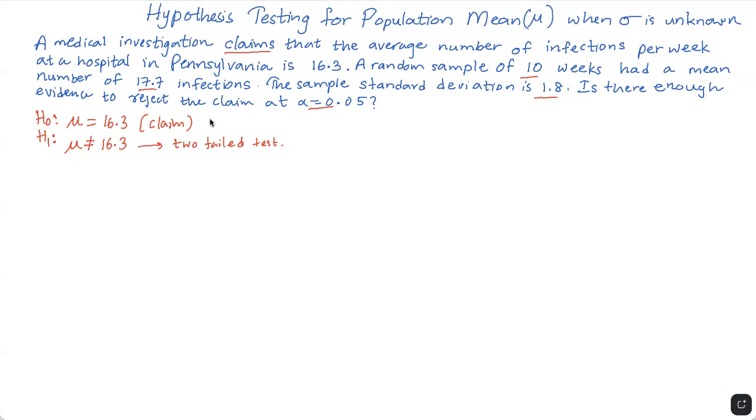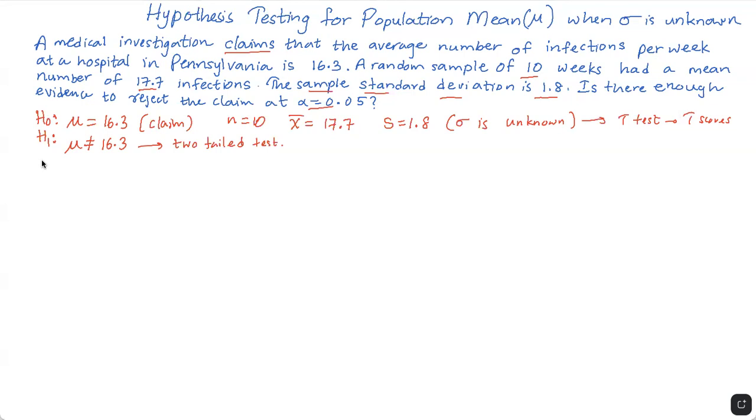Let's see all the information here. A random sample of 10 weeks. The sample size is 10, and the sample mean x bar equals 17.7. And we have the sample standard deviation, the notation is simply s equals 1.8. So as you can see here, sigma is unknown. The population standard deviation is unknown, so we are going to use the t-test. So we use t-scores.